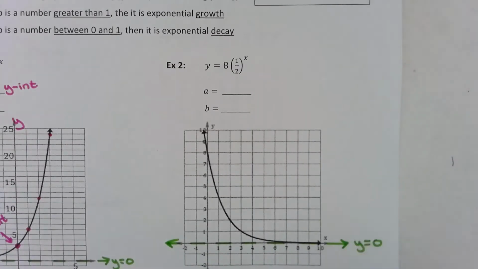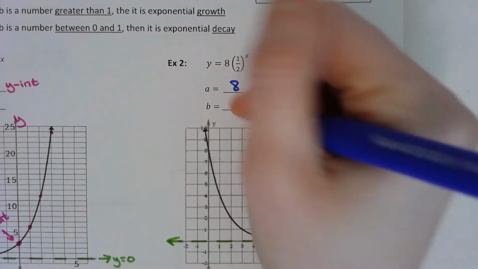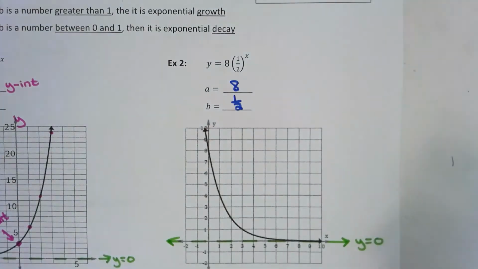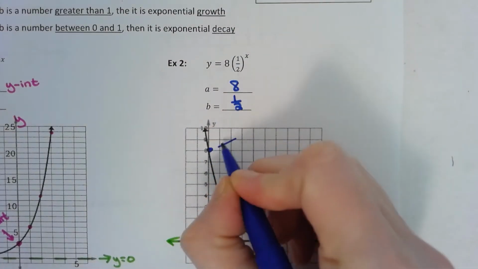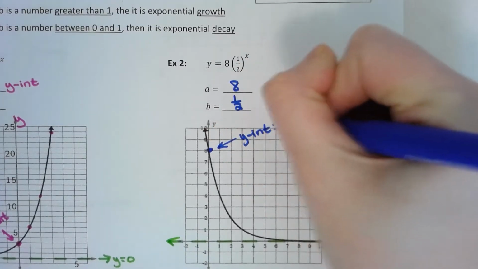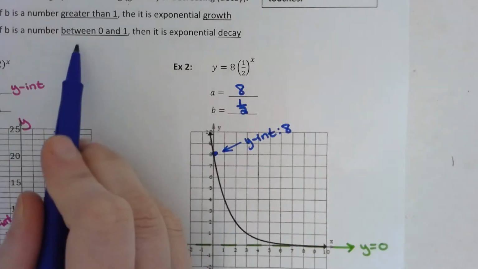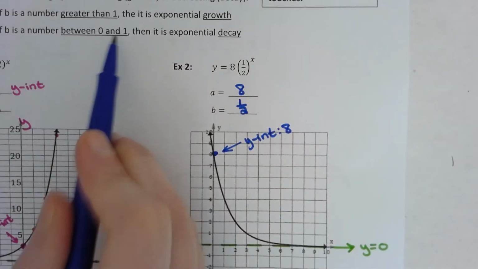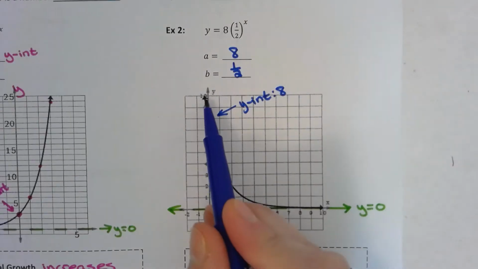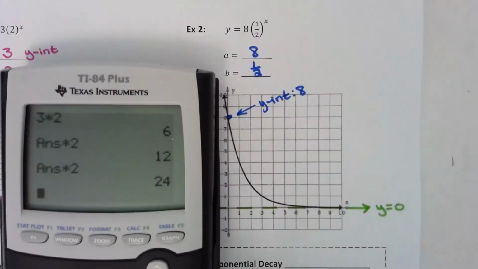Example 2. My a value is 8 because it's outside of the parentheses. My b value is 1/2. So my 8, that very first number, is just going to be the y-intercept. So it's where you start on your y-axis. Now that 1/2, this time, that's a number between 0 and 1. It's not bigger than 1, which is why this is exponential decay. It's decreasing. Because here's what's actually happening.